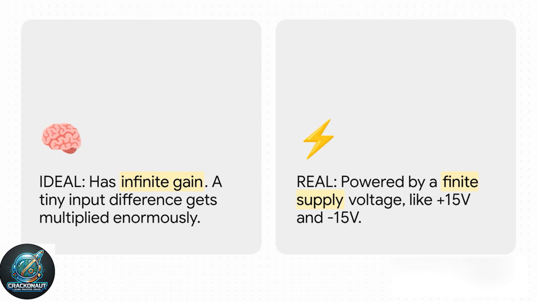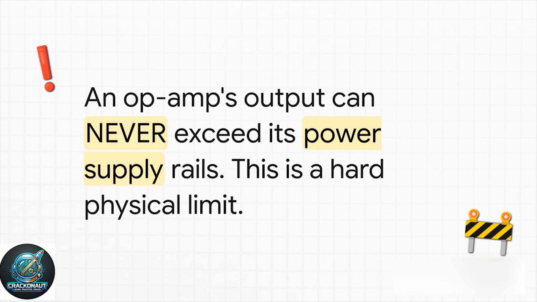So here's the fundamental problem. On paper, in theory, an ideal op-amp has infinite gain. That means it can take the tiniest little difference at the input and multiply it by a bazillion. But back in the real world, that op-amp can't just create energy out of thin air. It has to be plugged into something, right? It's powered by a limited, finite voltage supply, like the plus and minus 15 volts you often see. And that right there brings us to the golden rule, the single most important thing to get from all of this. An op-amp's output can never, and I mean never, exceed the power supply voltages you're feeding it. Those are its rails. It's a hard physical limit.